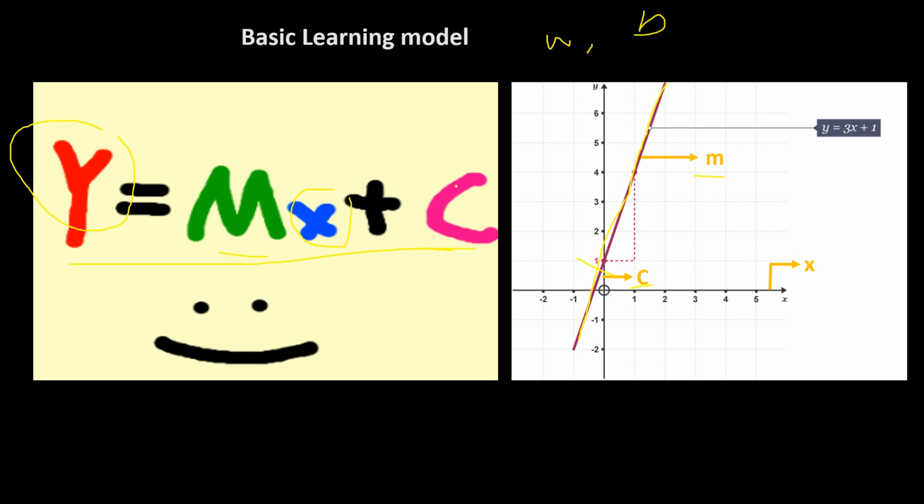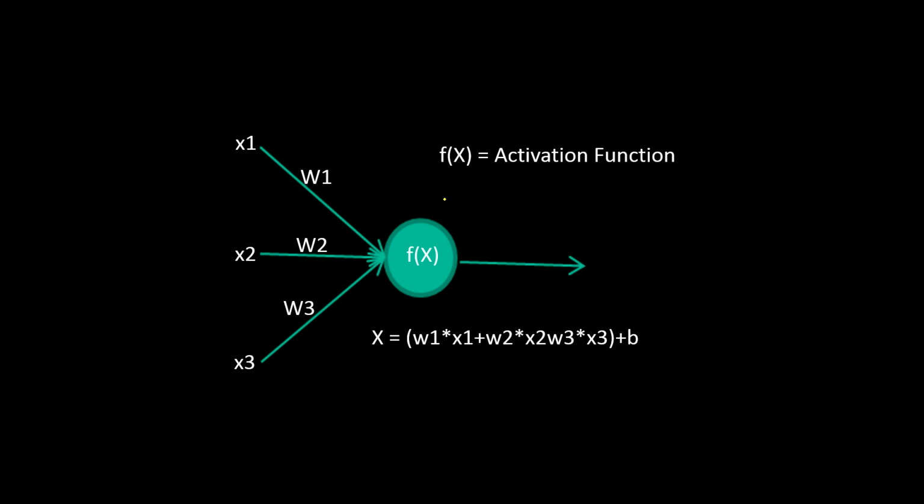And once we have learned it, that means we have learned our model. Then when any new input x comes, we'll directly compute y with the values we have learned for m and c. So this is what any learning model is. This is the basic computation unit.